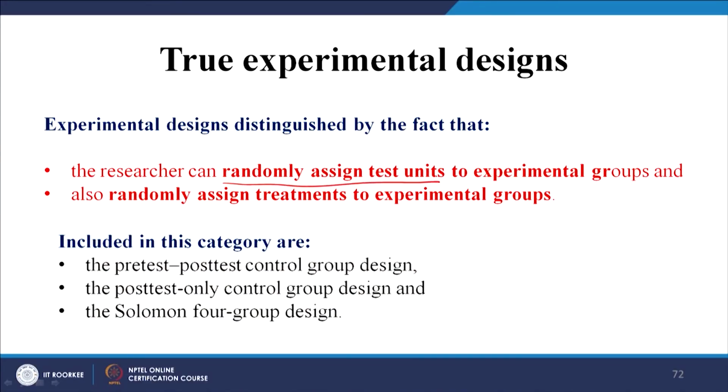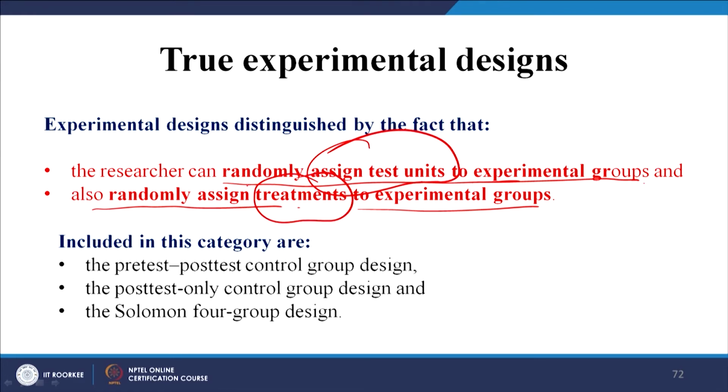Now, coming to the next, true experimental. As the name suggests, true experimental means the researcher allows for randomization. So, you can randomly select the subunits, or the test units. These are experimental designs distinguished by the fact that the researcher can randomly assign test units to experimental groups and also randomly assign treatments to experimental groups, right. So, what is it saying? Randomly assign test units to experimental groups and randomly assign treatments. One is assigning test units, the other is treatments. So, both are done randomly.